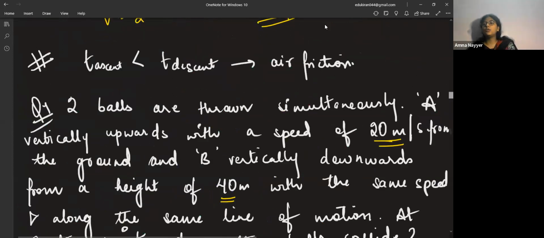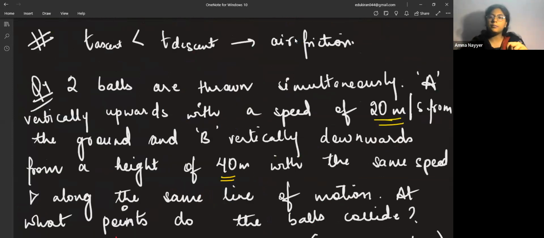In the last class, I told you about time of ascent and time of descent. The time the body takes to move up is the time of ascent. When the body goes down, that is the time of descent. So time of ascent is equal to time of descent, that I have told you. But in nature, when dissipative forces like friction are present, it can happen that the time of ascent is different and the time of descent is different.